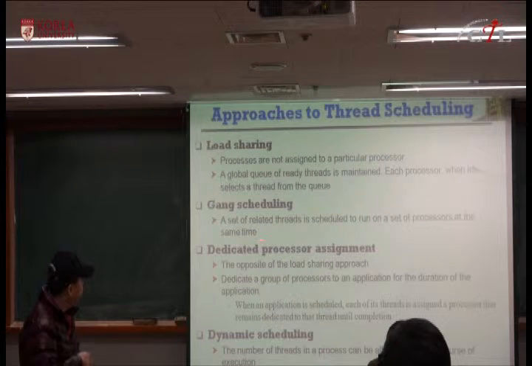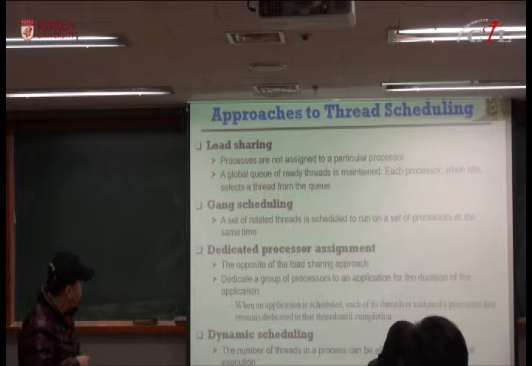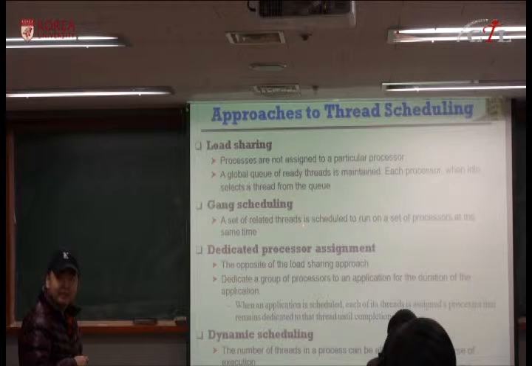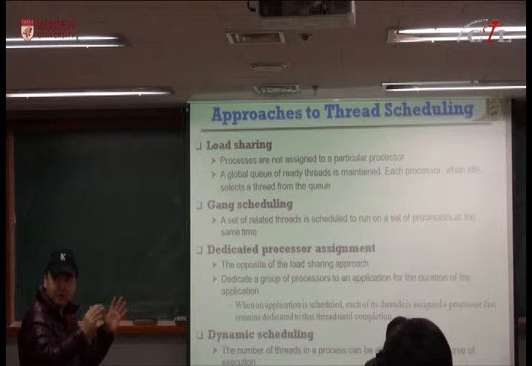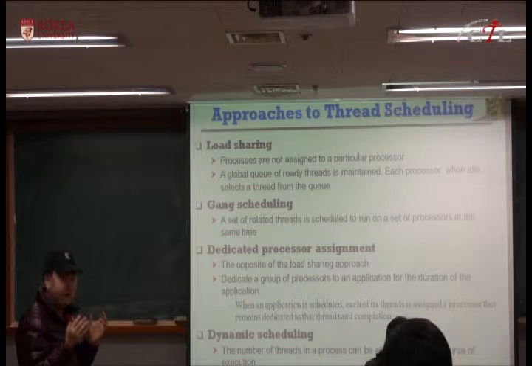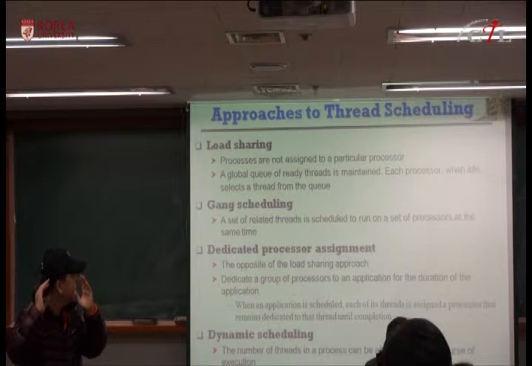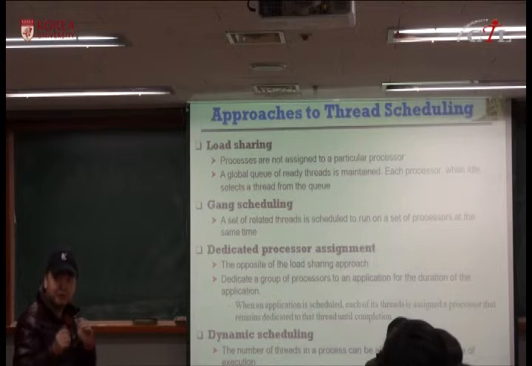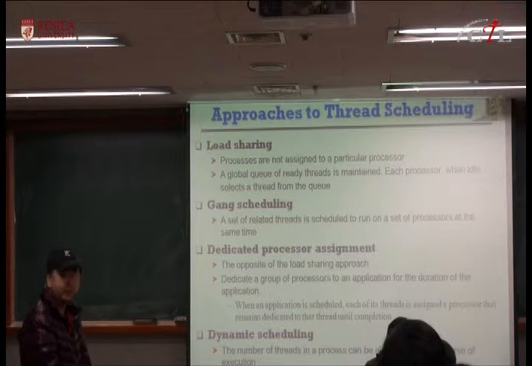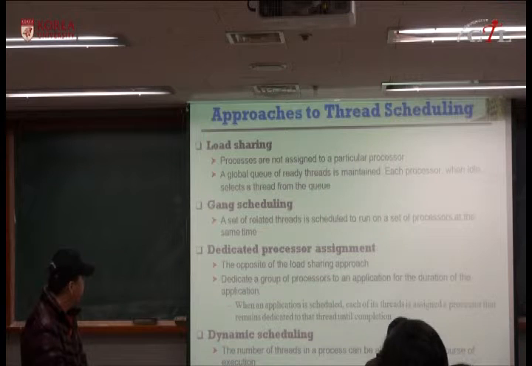And gang scheduling is where we schedule a set of related threads to run on a set of processors at the same time. This is called gang scheduling. So we select a group of threads that are related and assign this set of threads to a set of processors at the same time. Instead of one by one, we do group scheduling, and this is called gang scheduling. This is another approach.